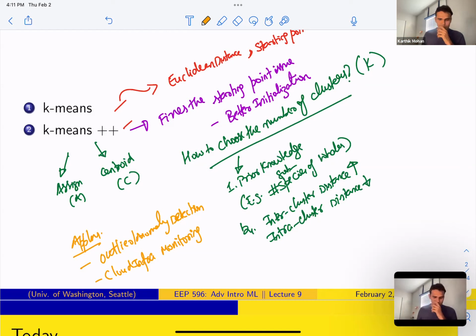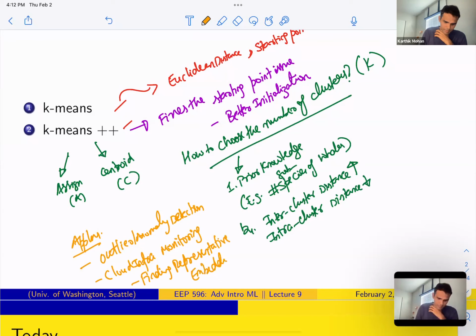And obviously we also spoke about how clustering can help with finding representatives, right? I think we spoke about representative embeddings. You don't want to store embeddings for every single customer or every single product, but you find representatives, and then those can help you make recommendations.